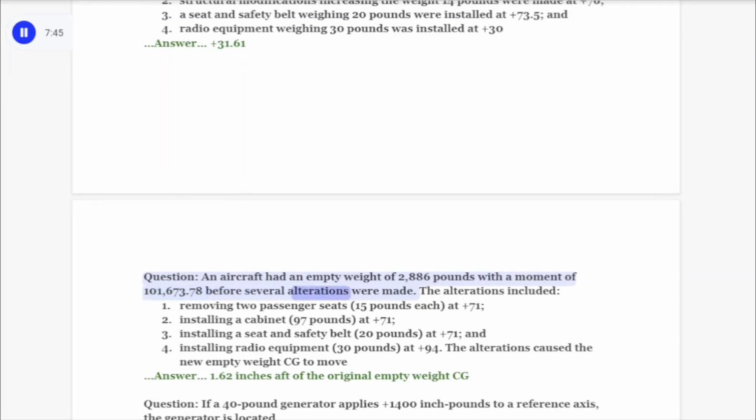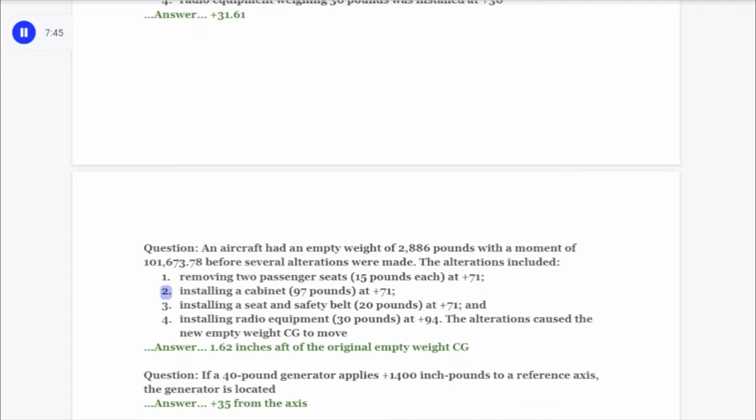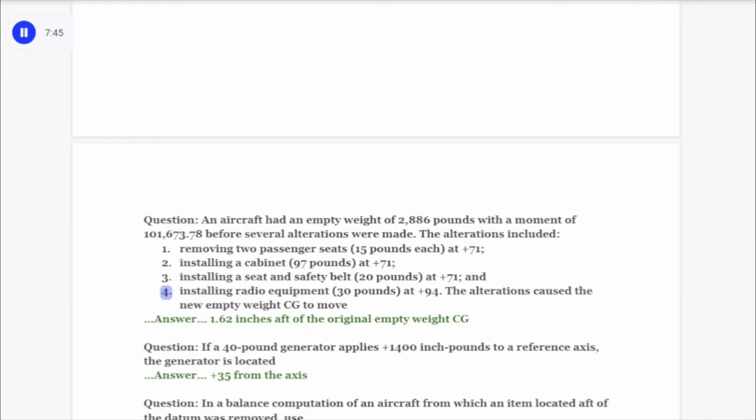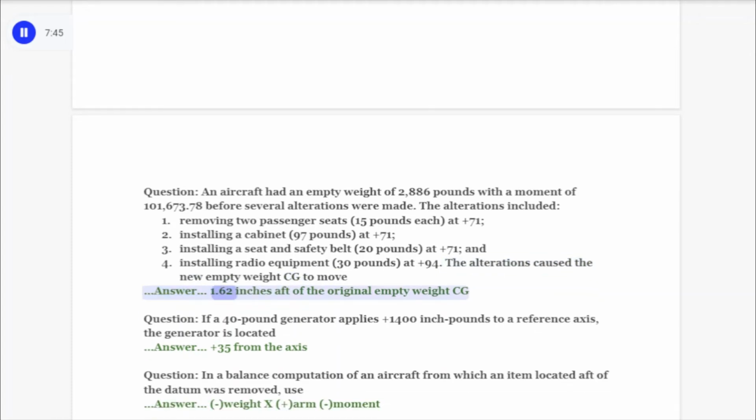Question. An aircraft had an empty weight of 2,886 pounds with a moment of 101,673.78 before several alterations were made. The alterations included 1. Removing two passenger seats, 15 pounds each, at plus 71. 2. Installing a cabinet, 97 pounds, at plus 71. 3. Installing a seat and safety belt, 20 pounds, at plus 71. And 4. Installing radio equipment, 30 pounds, at plus 94. The alterations caused the new empty weight CG to move. Answer. 1.62 inches after the original empty weight CG.